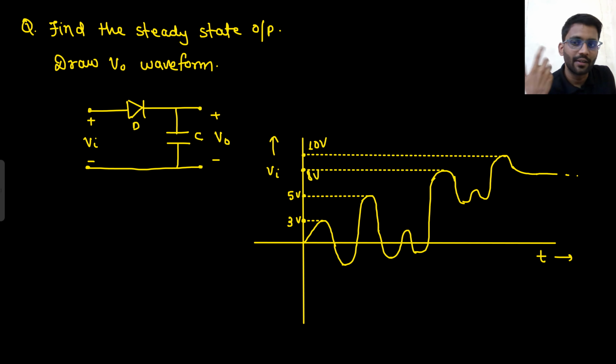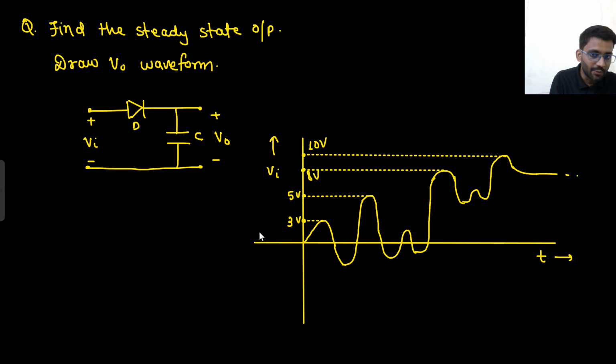At what voltage will the diode turn on? At any positive voltage it will turn on. But we have to apply the maximum positive voltage. What is the maximum positive voltage in the input? That is 10. So if you apply 10 volt, the diode will be turned on. So simply your output will be 10. So your steady state output is 10 volt. That's it. Are you getting this point?